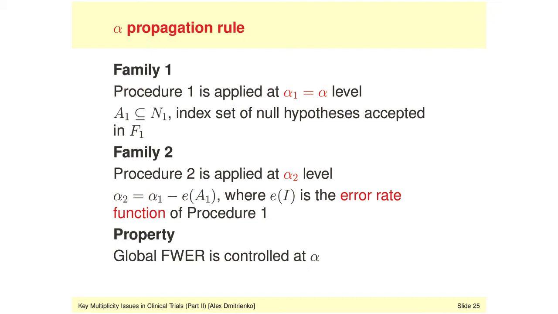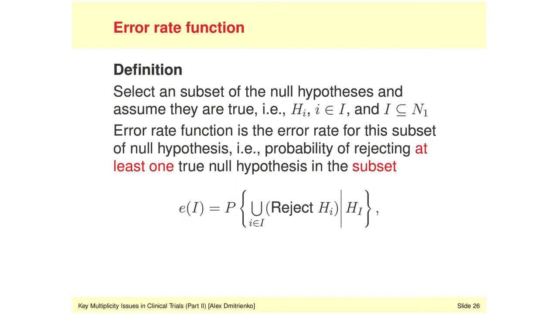Roughly speaking, the more null hypotheses we accept in the primary family, the higher this penalty is going to be, and as a result, the lower the significance level alpha 2 is going to be. That is the price that we'll have to pay to be able to control the overall alpha. But the great news now, with this very flexible setup, we were able to show that the global family-wise error rate, or the overall type 1 error rate, in this two-family multiplicity problem will be controlled at the pre-specified level alpha.